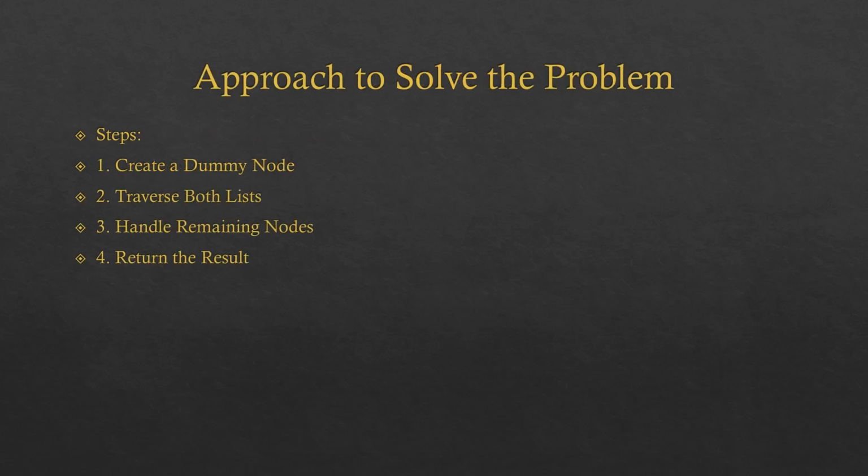To solve this problem, we follow four main steps. First, we create a dummy node to simplify the merging process. Then we traverse both lists, comparing the nodes and attaching the smaller node to the merged list. After that, we handle any remaining nodes in either list. Finally, we return the merged list, skipping the dummy node.